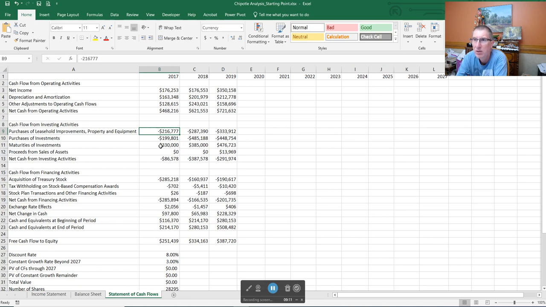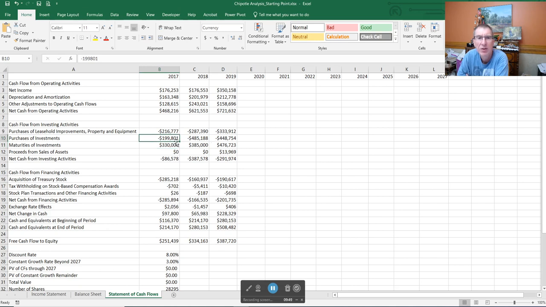Now, some restaurants use franchises. Chipotle owns most of their stores, so they're building the restaurant, and that ends up being cost. So every time Chipotle opens a new restaurant, that's a huge cash outflow for Chipotle, but it also is going to generate cash inflows. The more restaurants they have open, the more profits they make. As long as each restaurant is profitable, then building a new restaurant is going to improve their cash flows over time. Next, we see purchases of investments and maturities of investments.